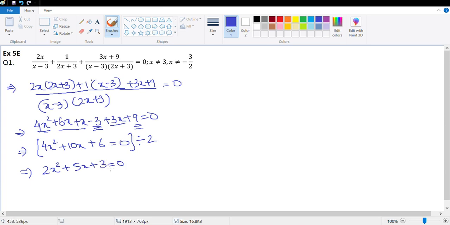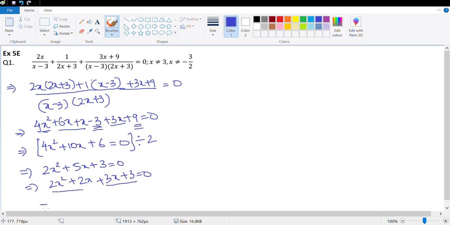So we need to find factors of 3 into 2, 6, the sum of which would be 5, right? 6 is equal to 1 into 6 or 2 into 3, right? So that will be 2 into 3, very simple. So let's go ahead and look at this. So this would be 2x squared plus 2x plus 3x plus 3 is equal to 0.